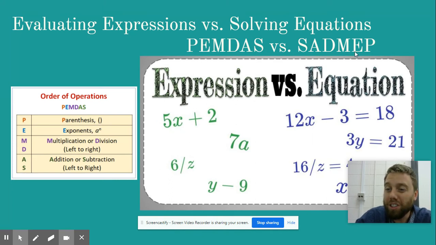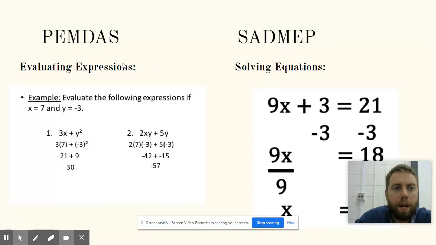To solve equations, we use the opposite. We use SADMEP, which is addition, subtraction first, then multiplication, division, then exponents, then parentheses. Just the exact opposite, okay? Now, a reminder of PEMDAS over here, we have a couple of examples we looked at last class where you plugged in a value for x, plugged in a value for y, and followed order of operations, PEMDAS.